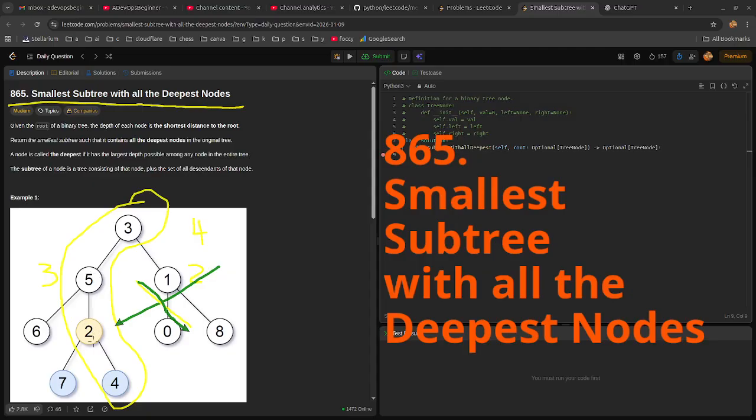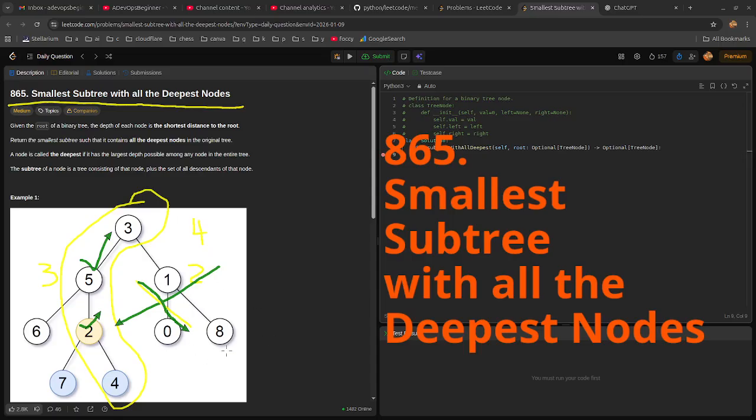And since the right child is deeper than the left child, we're going to go to the right child this time, until we reach the point where the left child and right child are the same. Both of them include all the deepest nodes. Then in this case, the root of the subtree is going to be the result we are looking for. Same for this right child.